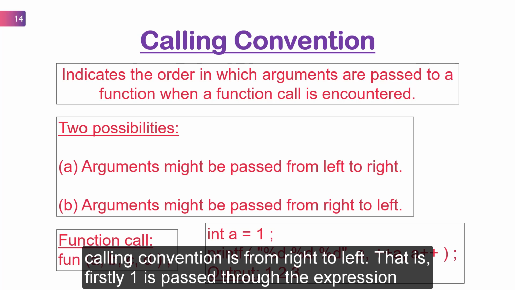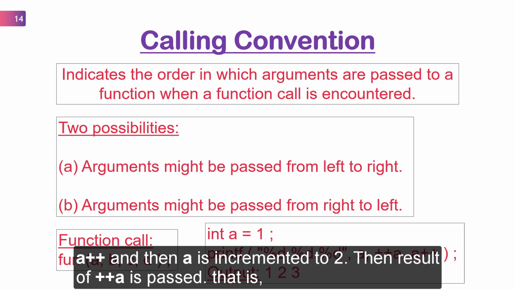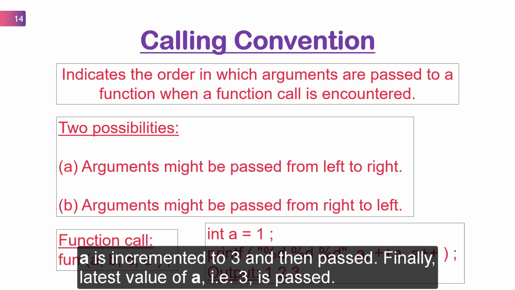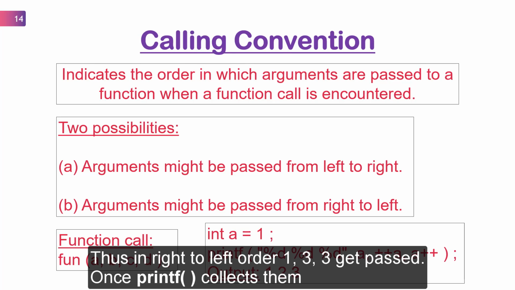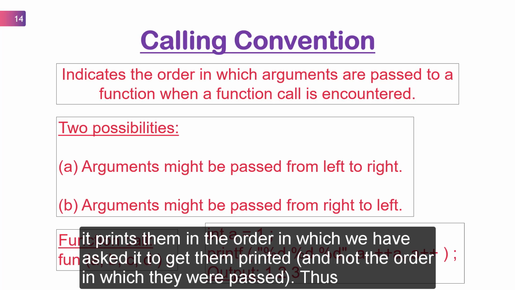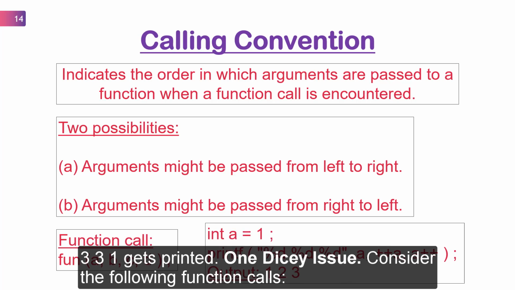That is, firstly, 1 is passed through the expression a++ and then a is incremented to 2. Then the result of ++a is passed. That is, a is incremented to 3 and then passed. Finally, the latest value of a, that is 3, is passed. Thus, in right to left order, 1, 3, 3 gets passed. Once printf collects them, it prints them in the order in which we have asked it to print them, and not the order in which they are passed. Thus, 3, 3, 1 gets printed.